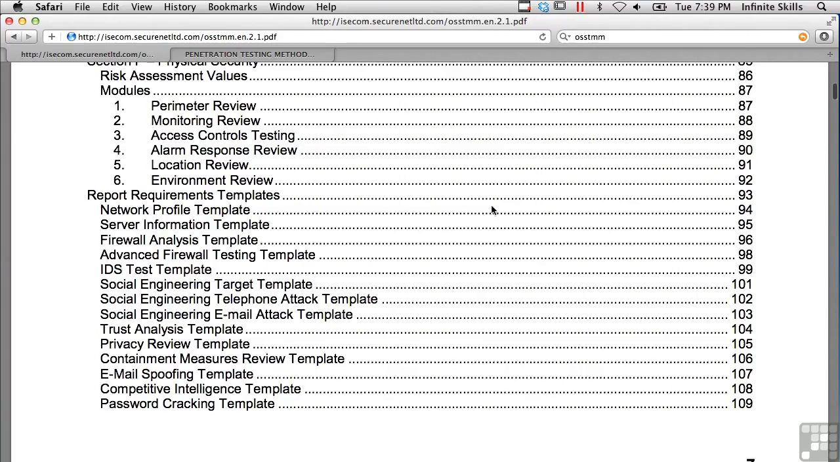I wouldn't necessarily expect that you would be following this entire methodology on every engagement that you were involved with, but this is definitely a good set of information, certainly as a starting point for you to follow as you are starting to work into doing ethical hacking.